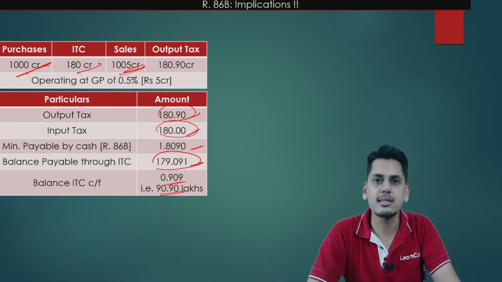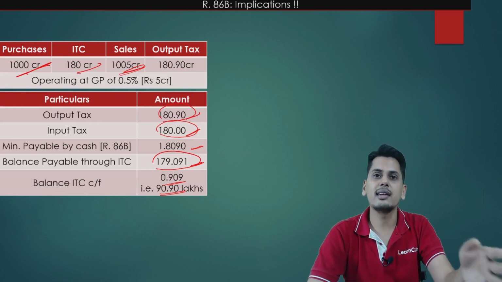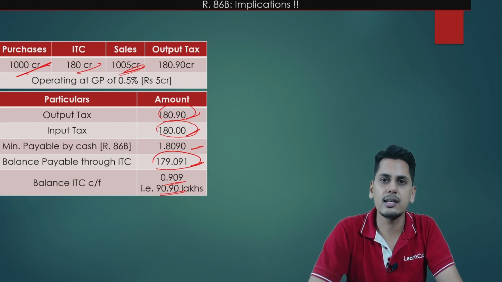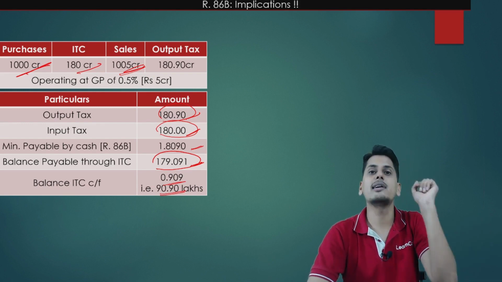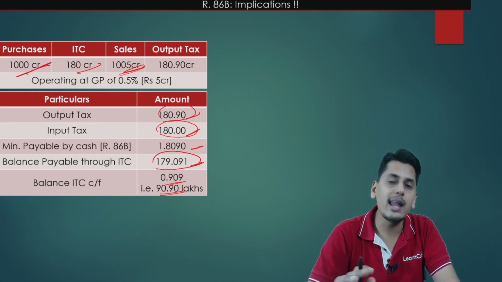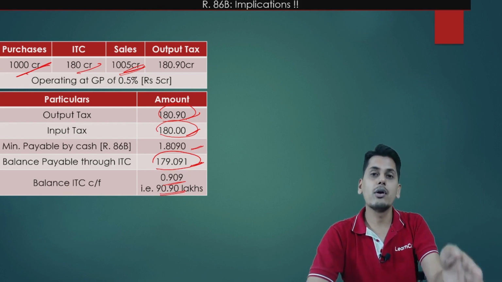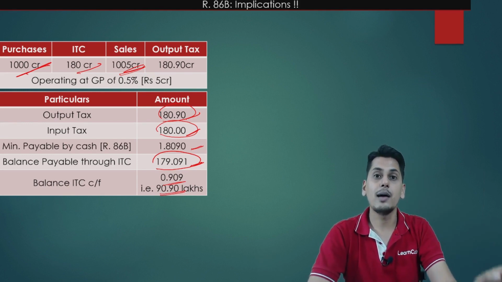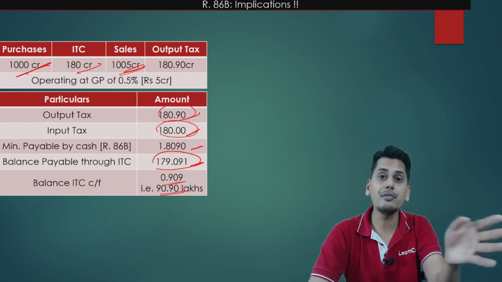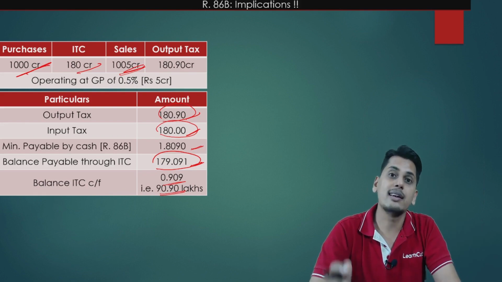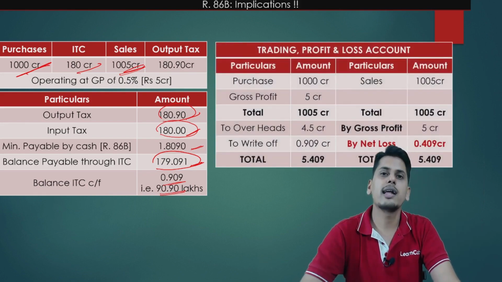What is the sense in just getting it carried forward in the balance sheet under current assets? Since I know it is not going to be utilizable in future, I am going to expense it off. I am going to write off this in my books of accounts, and my books of accounts would look like this.